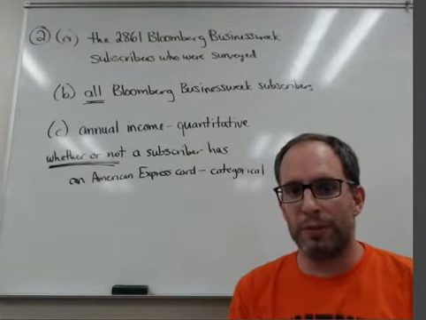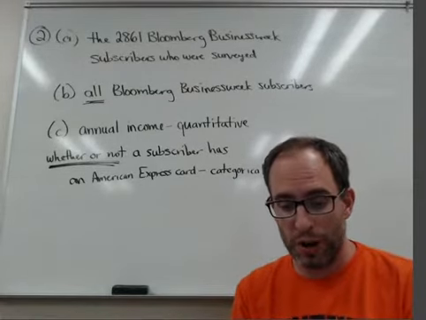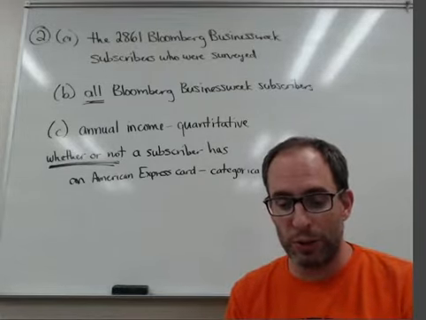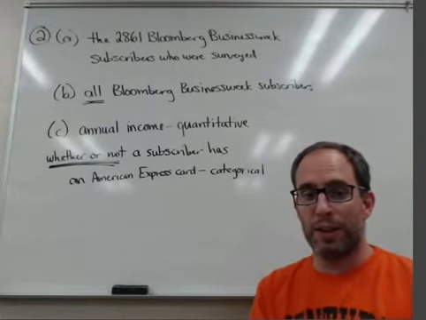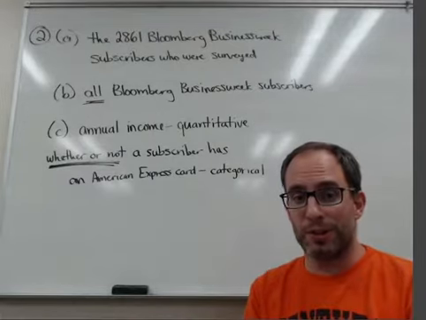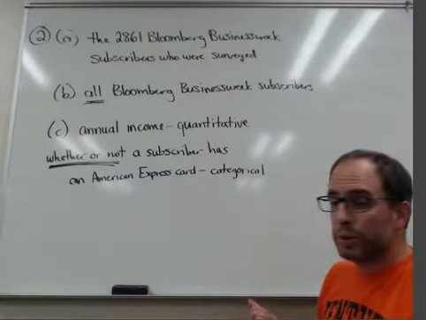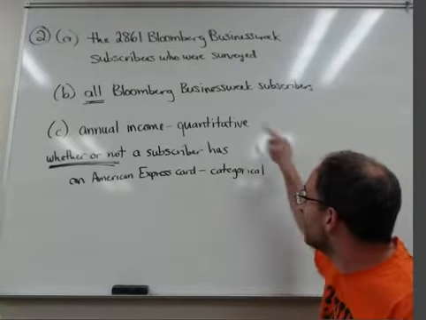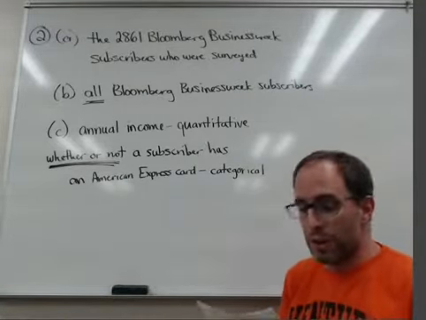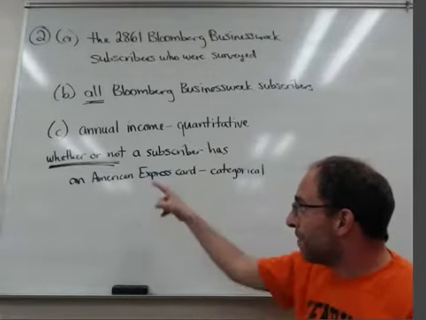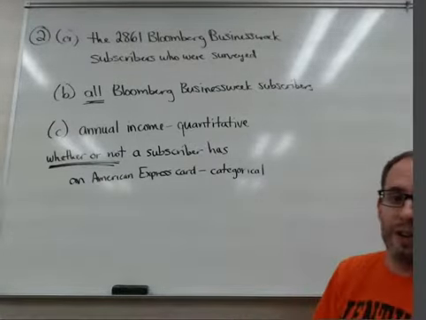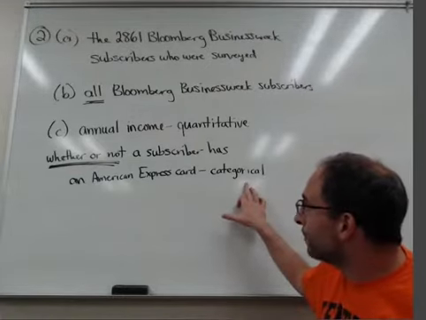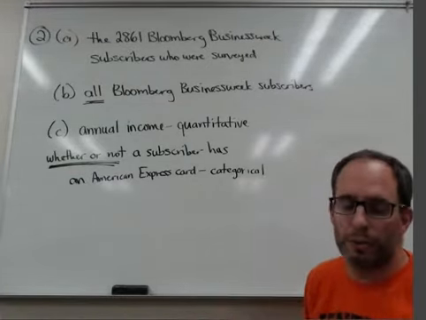2C is identifying the variables, of which there are two. What they got from each subscriber in the sample was their annual income and whether or not that subscriber has an American Express card. So annual income, that's numeric, it's money, so that's going to be a number, so that's going to be a quantitative variable. The other one, the important thing I have underlined there, whether or not a subscriber has an American Express card. Yes, that's going to be categorical. Either they do or they don't, that's not going to be a number.